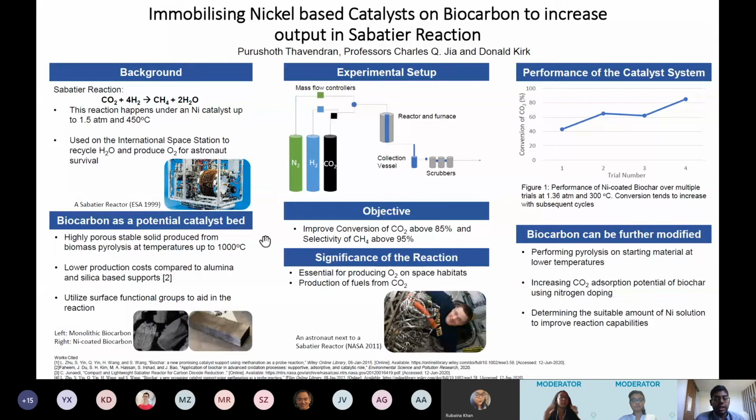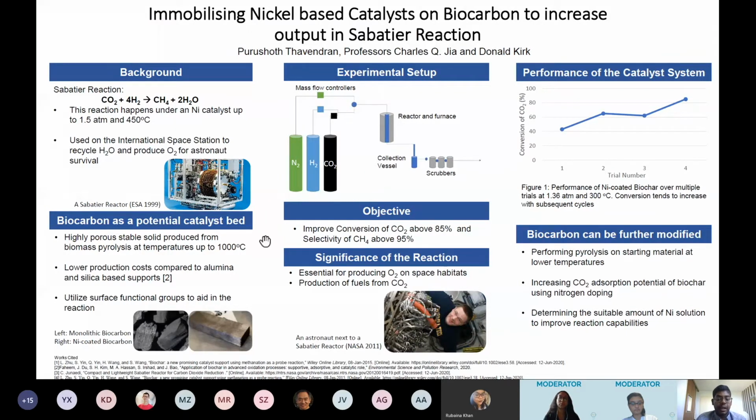My name is Purushoth, and today I'll be presenting about using biocarbon as a catalyst support in the Sabatier reaction. So an introduction to the Sabatier reaction, it's an exothermic reaction that converts carbon dioxide and hydrogen into methane and water, at conditions up to 1.5 atmospheres and temperatures up to 450 degrees Celsius.